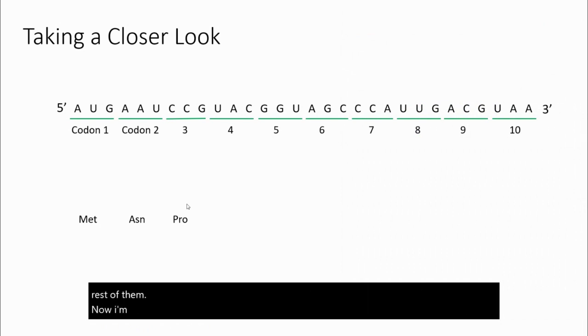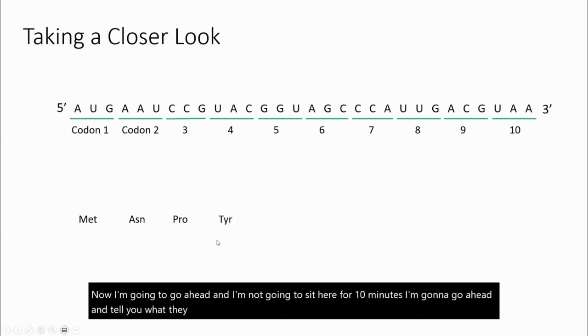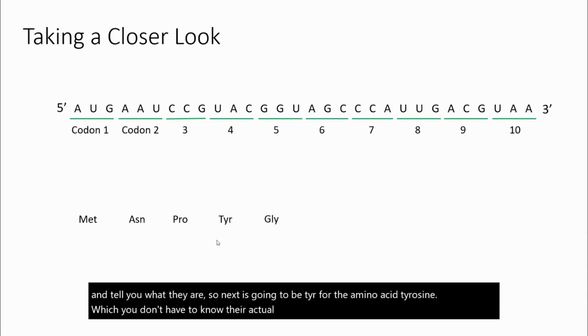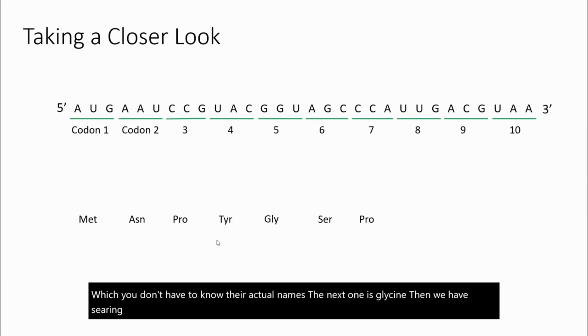Now I'm not going to sit here for 10 minutes. I'm going to go ahead and tell you what they are. So next is going to be TYR. It's for the amino acid tyrosine, which you don't have to know their actual names. The next one is glycine. Then we have serine, proline. So notice it's okay to have the same amino acid show up multiple times in a polypeptide chain.